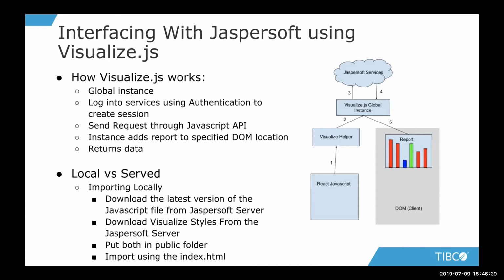The service returns a report back to Visualize.js, and Visualize.js puts the report or whatever visualization you have in the location you specified on the actual page, the DOM. Not on this little flow here, but Visualize.js will also return the data back to the Visualize helper. So you have the option of using the actual data or using the actual report that it's putting on the page.